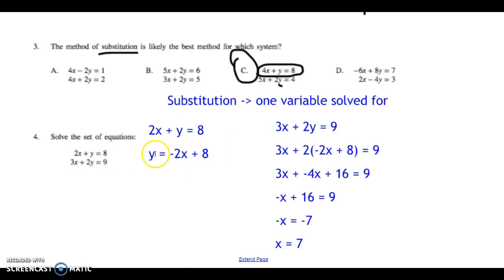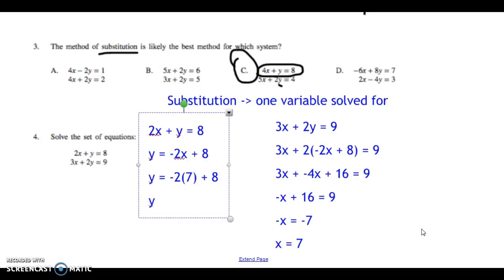So I'll choose the one that I already solved for, y equals negative 2x plus 8. So I'm going to say y equals negative 2 times the value of x that I found, which is 7, plus 8. Now I'll simplify. Y is equal to negative 14 plus 8. And negative 14 plus 8 should give you y equals negative 6. I think. Yeah, that sounds about right.